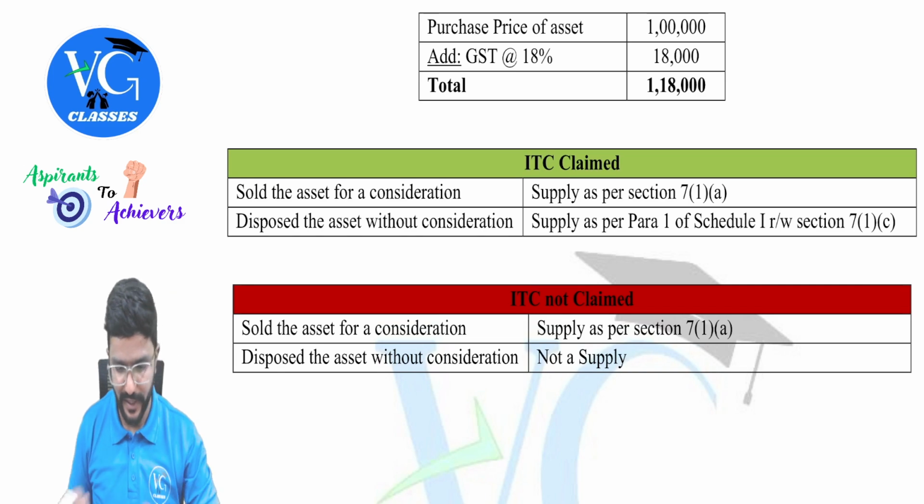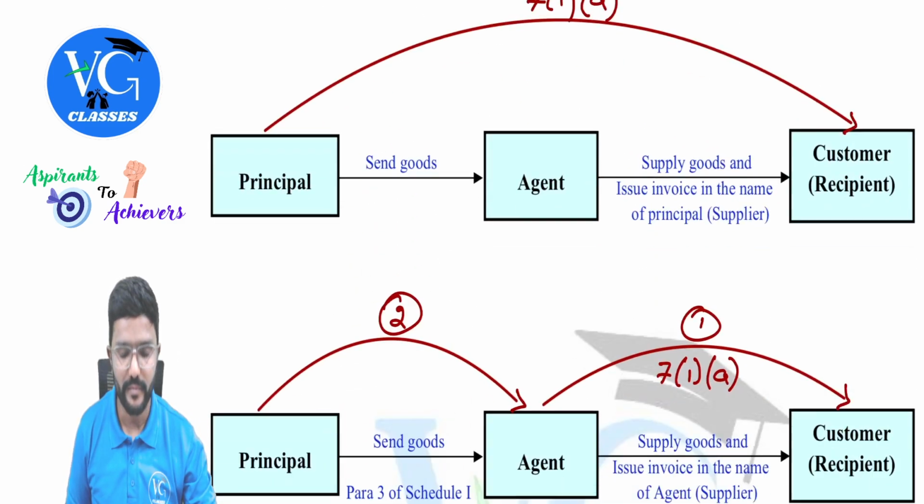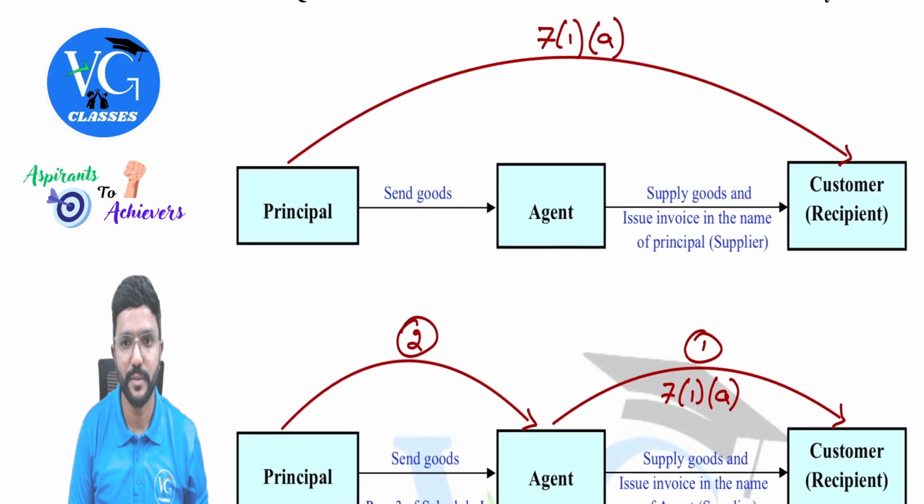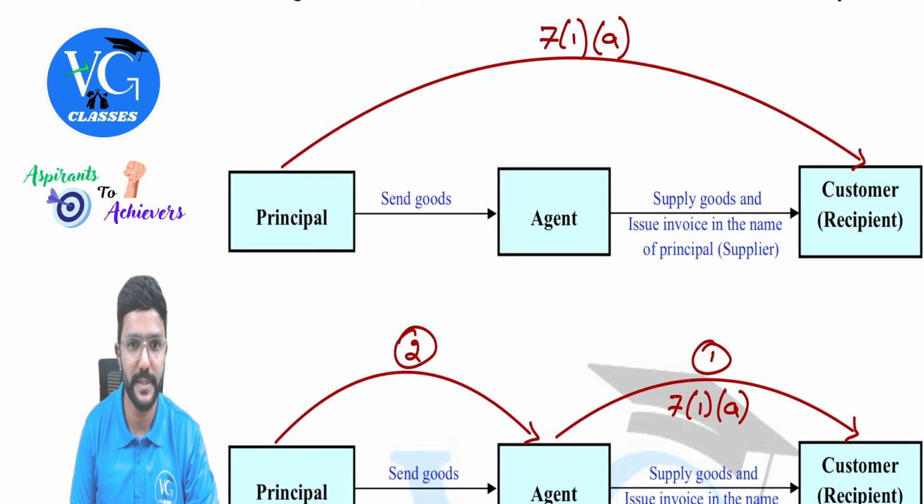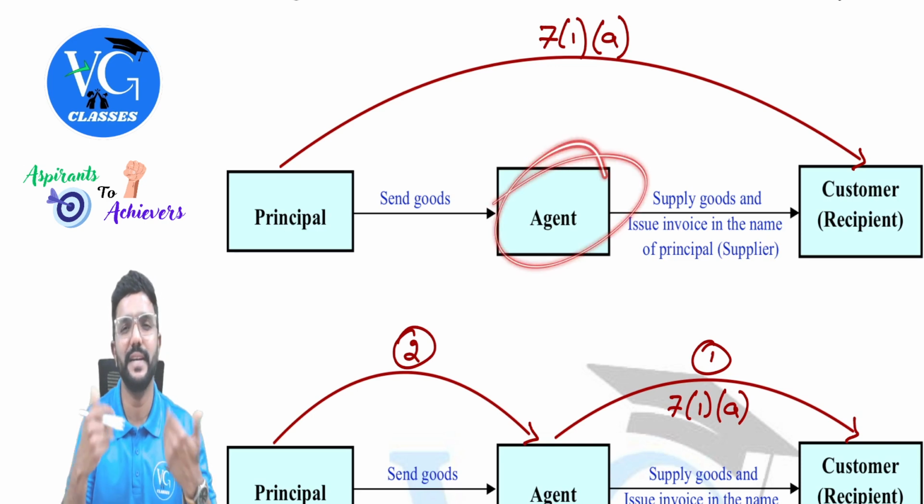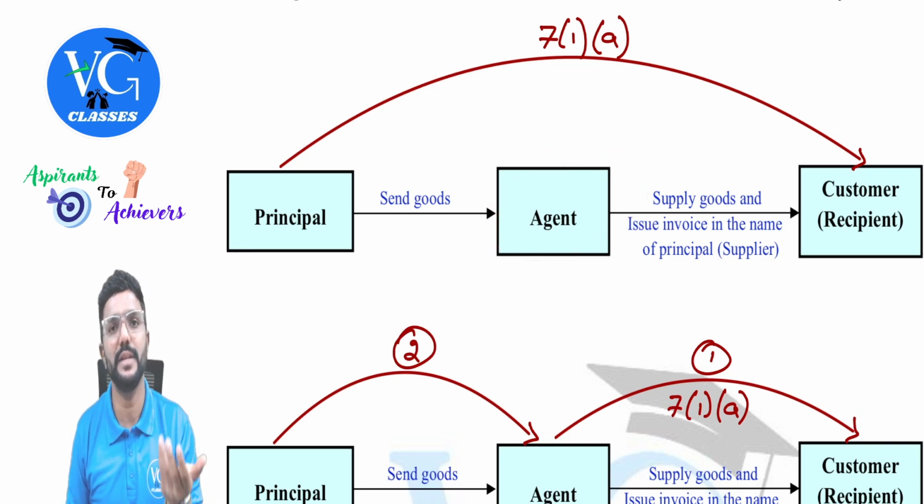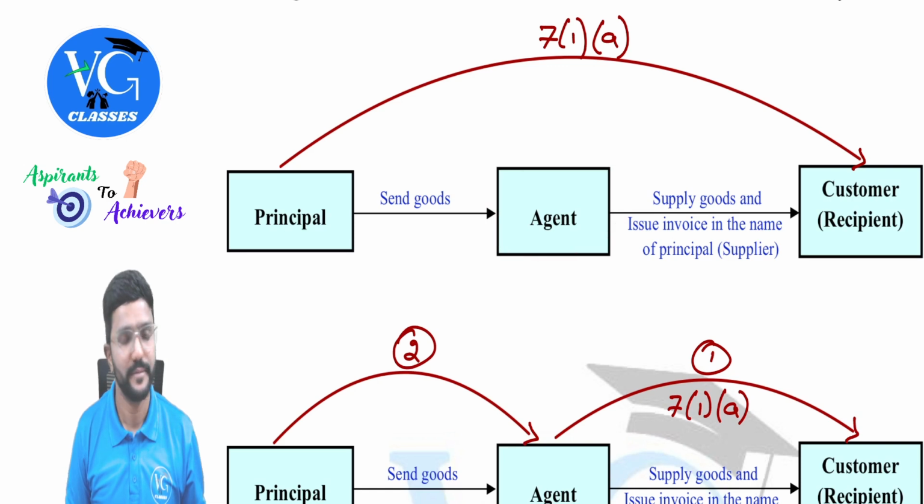So let me try to explain with an example here. Yeah, pay attention, people. I will try to cover all the possibilities. And here agent includes even del credere agent. Del credere agent means who will take the risk of the bad debt. Okay, they will bear the bad debt loss.